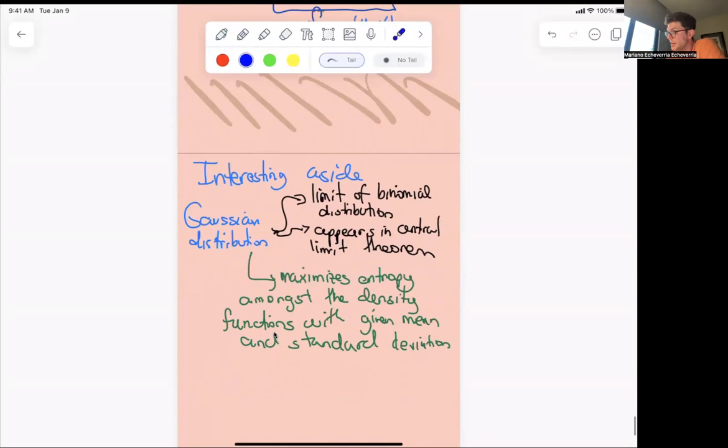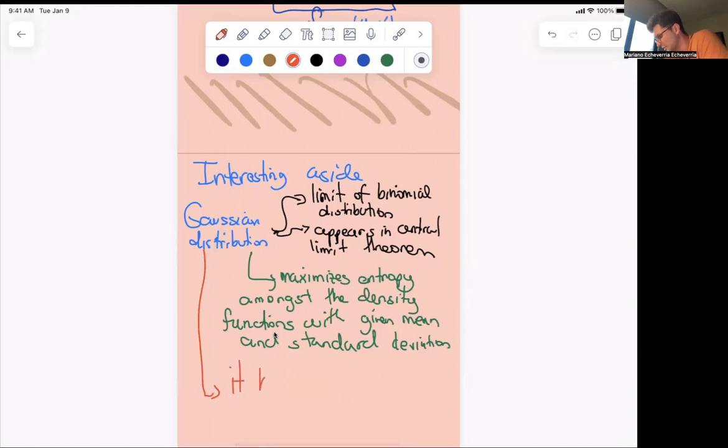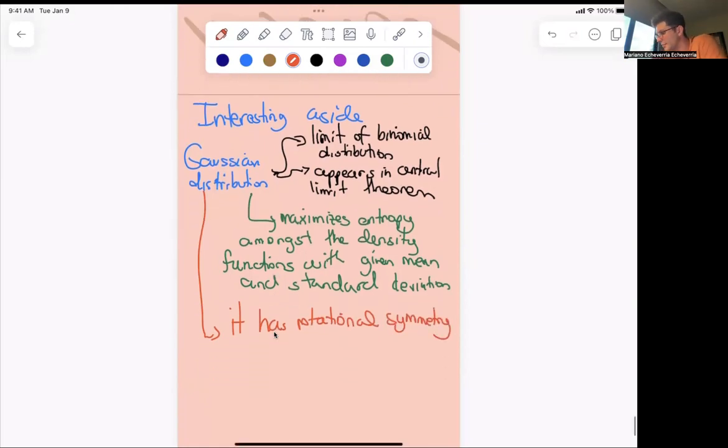A third idea of why the Gaussian is important, one I didn't discuss in class, is that it is a distribution that has rotational symmetry. So what do I mean by that? Imagine that you have a, what does this mean?